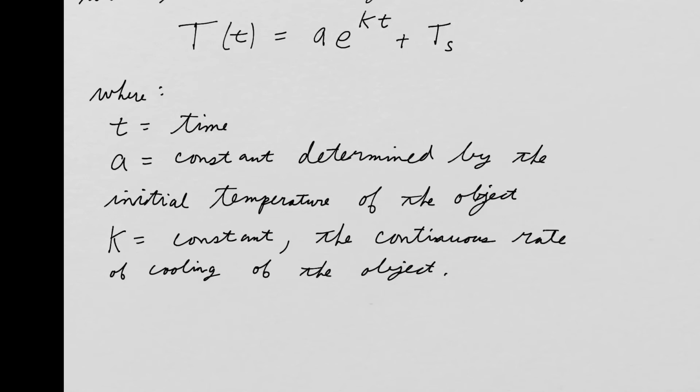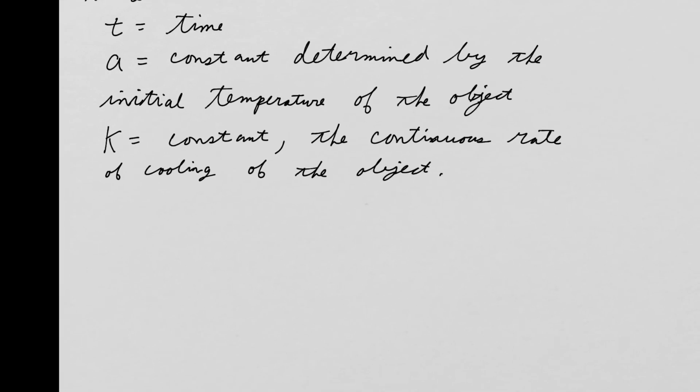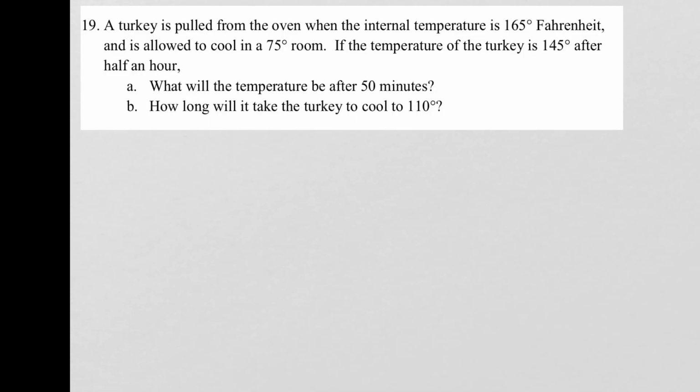Okay, so actually let's do a problem that involves Newton's law of cooling. I'll start a new page for this. Okay, so this question says a turkey is pulled from the oven when the internal temperature is 165 degrees Fahrenheit and is allowed to cool in a 75 degree Fahrenheit room. If the temperature of the turkey is 145 degrees after half an hour, so 30 minutes, we're going to use our time in minutes. So 145 degrees after half an hour, what will the temperature be after 50 minutes? And then how long will it take the turkey to cool to 110 degrees?